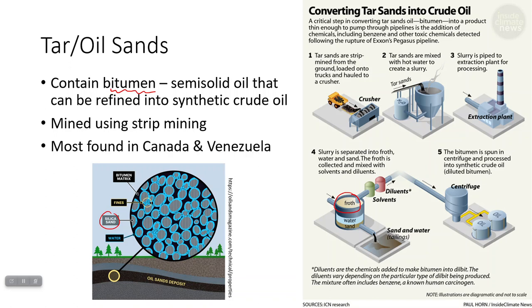Most of the tar and oil sands that we know about are found in Canada and Venezuela. Canada, for example, has done a lot of oil sand refining lately. The problem with that, though, is they've been strip mining across large parts of areas that tend to have slow growing forest and stuff, and it causes really long term environmental damage.